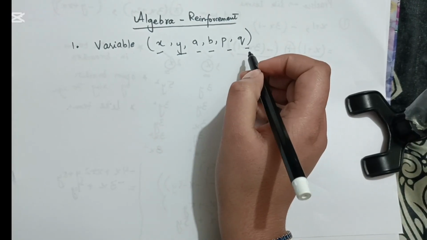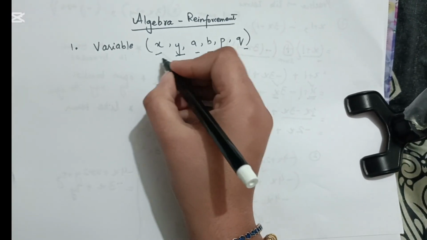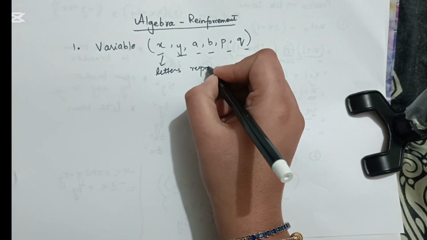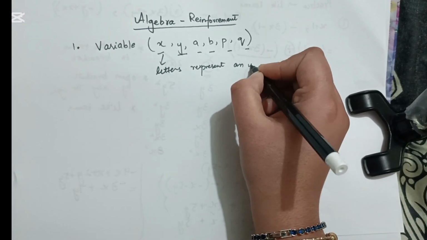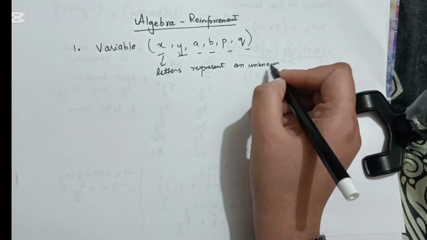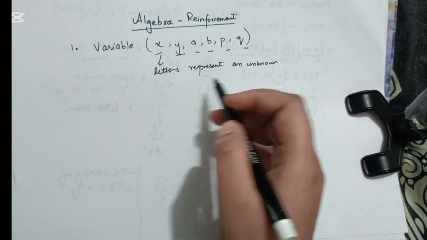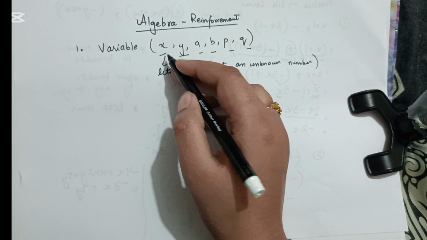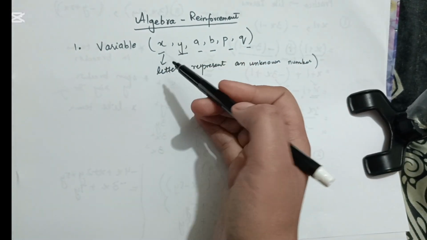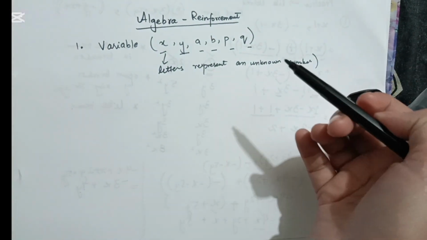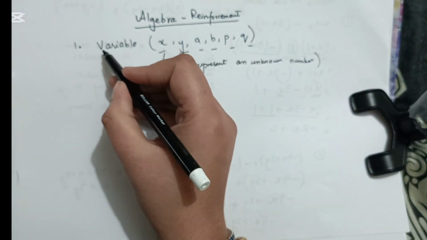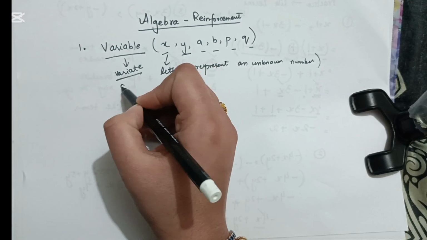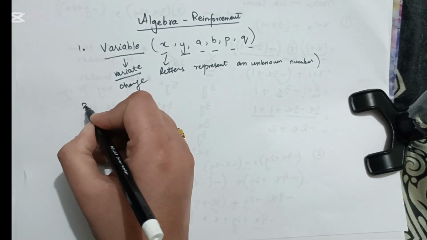So what are these variables? These are letters that represent an unknown number. Why are we saying unknown number? It means this letter is having some value, and that value can be changed. We can write x equals 1, x equals 2, x equals 3, because this value is not fixed. That is why we call it a variable. That originates from vary, meaning change, right? So we can change the value.